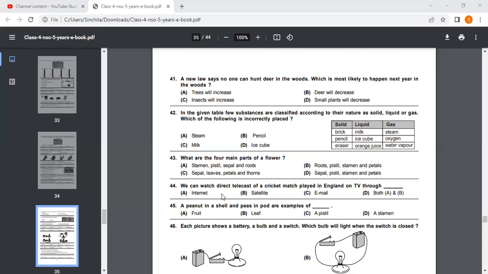So I gave you the two main hints. You can conclude which is the answer. What are the four main parts of a flower? Tell me, Devanshu, which is the correct option?